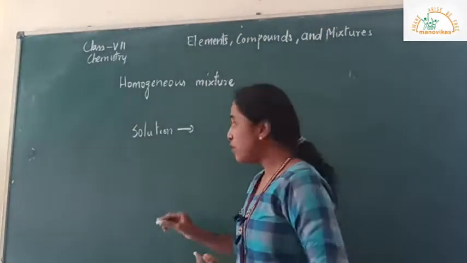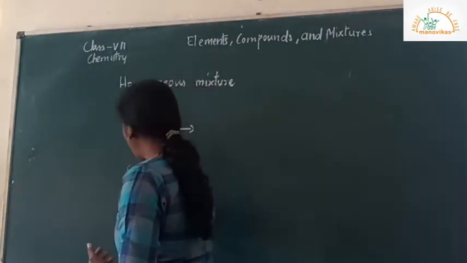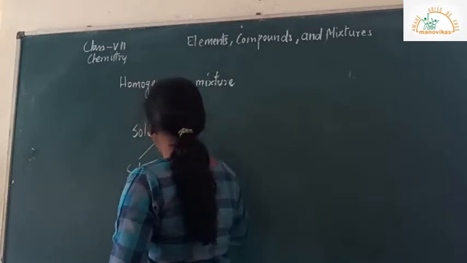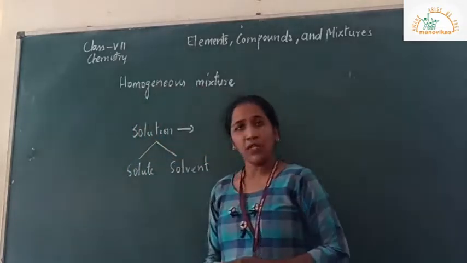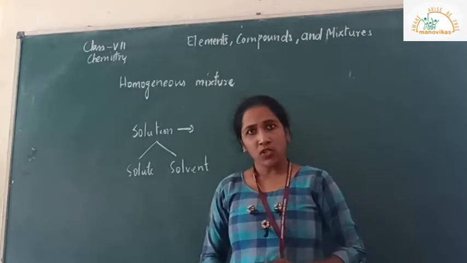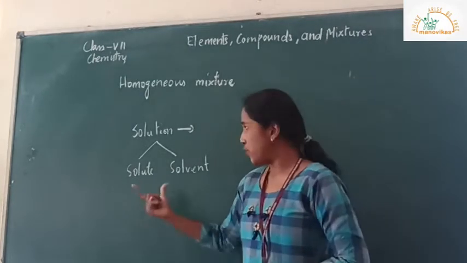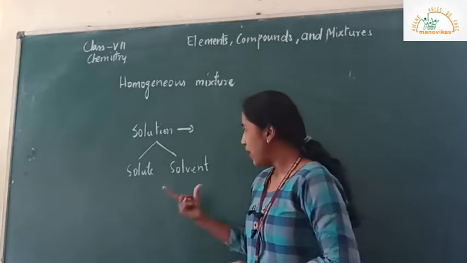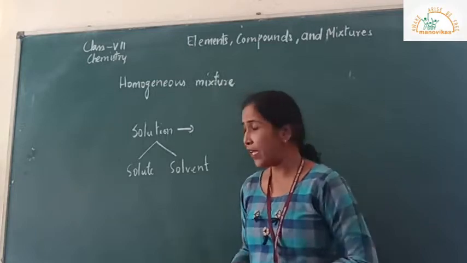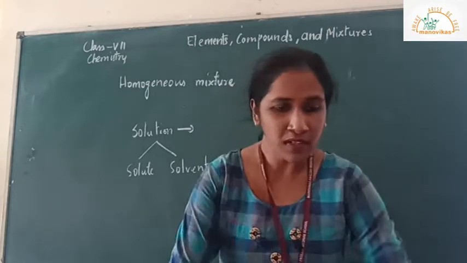So in order to form a solution, we need to have solute and solvent. Solute is a component that can be dissolved in order to form a solution. So we call it as solute. And solvent is a component in which the solute dissolves. Okay. So here let's take an example.